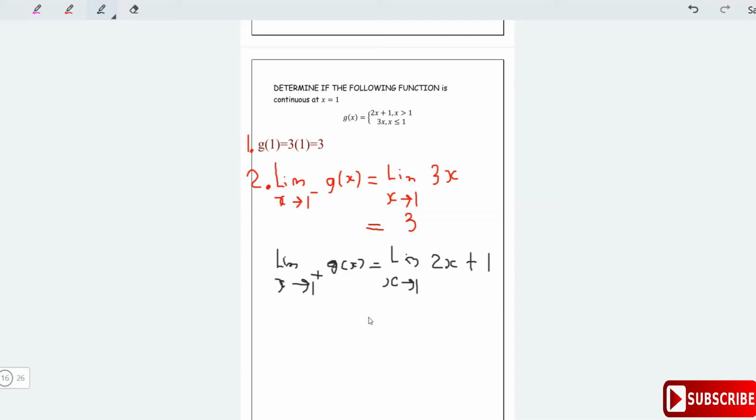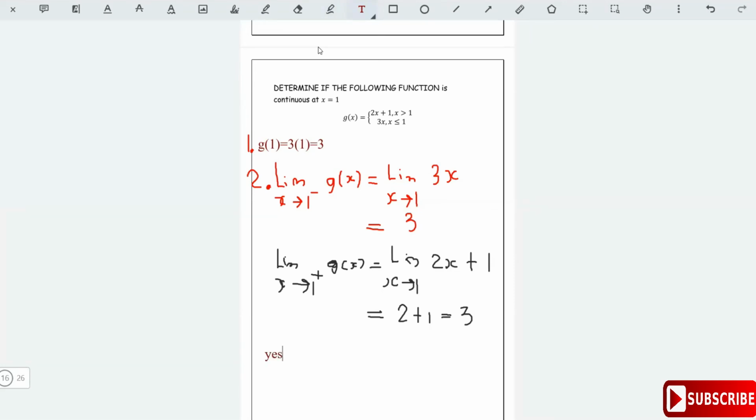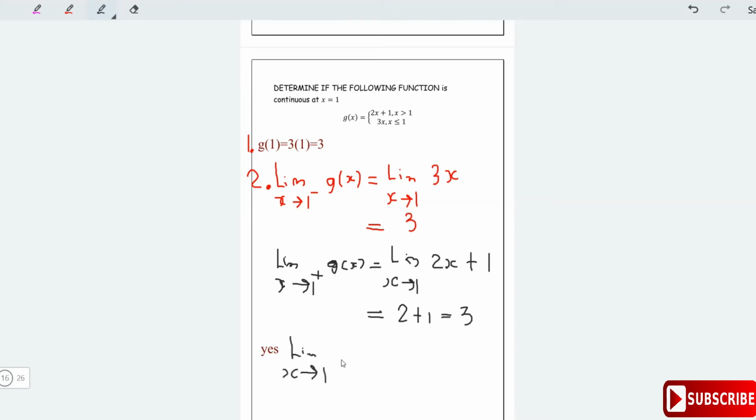Plugging in x as 1, we get 2 plus 1, and 2 plus 1 is 3. Now since the left hand limit is equal to the right hand limit, we are good. And so we can conclude that the limit as x approaches 1 exists, since the left hand limit equals the right hand limit. So the limit as x approaches 1 of g of x is equal to 3.